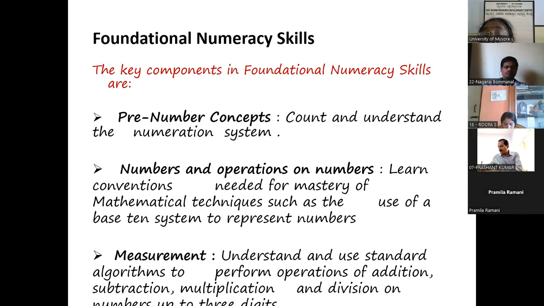The key components in foundational literacy skills are pre-number concepts, that is count and understand. How do we do it? Even when I start giving cakes or biscuits, I ask him to count. Numbers and operations on numbers, learn conventions needed for the mastery. So I give him 5 chocolates, ask him to share 4, what is remaining. Though it looks informal, I have planned all this so that my son learns. And learn measurement, understand the use of standard algorithms to perform operations of addition, subtraction, etc.